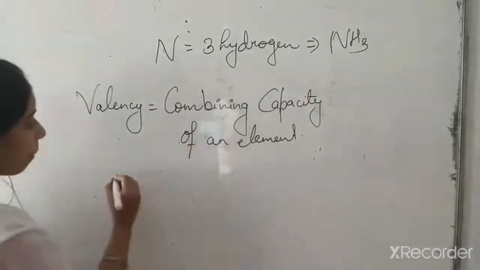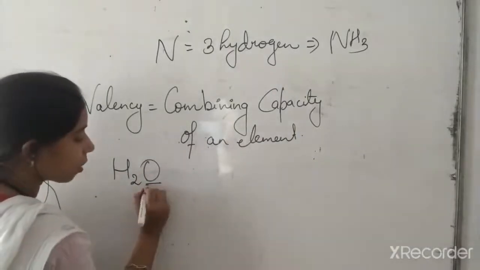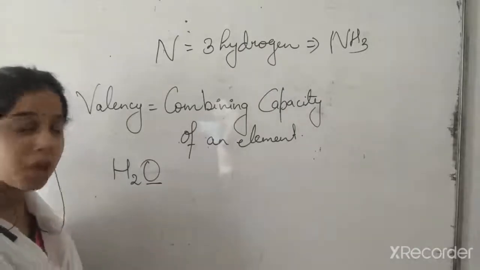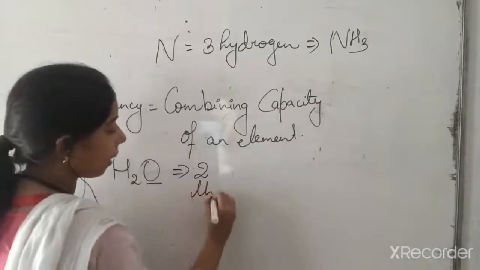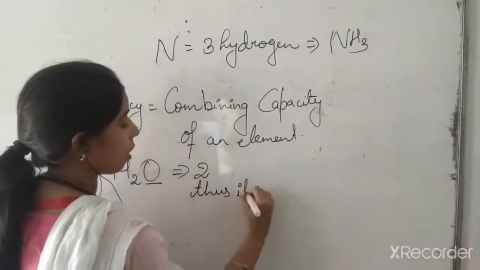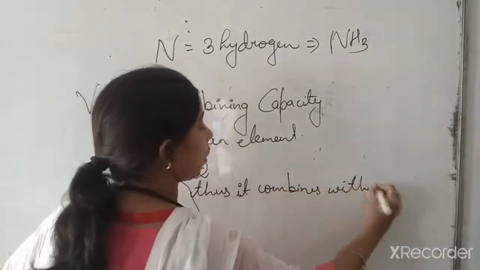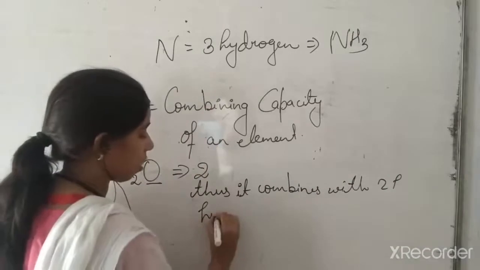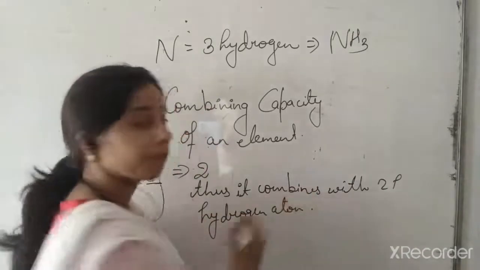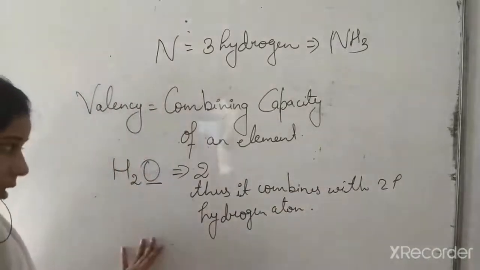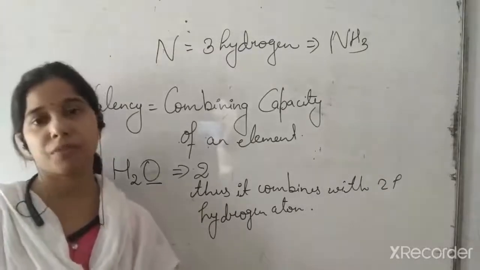If we take an example of water, students, H2O. What is the combining capacity of oxygen? The combining capacity of oxygen is 2, thus it combines with 2 hydrogen atoms. So the combining capacity of this oxygen is 2. By this we can see the valency of the different elements.